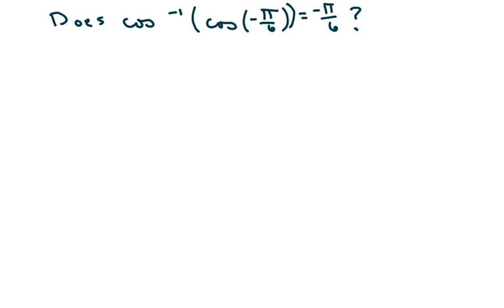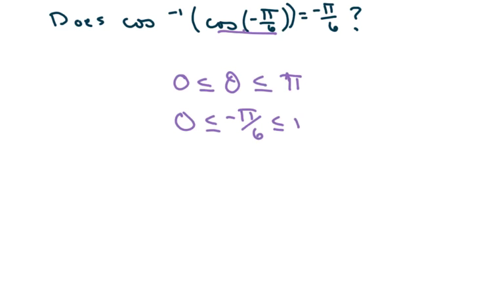Okay, so we're back to our inner function. For cosine, we're looking at our restricted domain. In our inner function, we're dealing with the angle, and this is going to be pi. So we're asking ourselves, is negative pi over 6 in between 0 and pi? And that's not true. It's not. So that would be false.